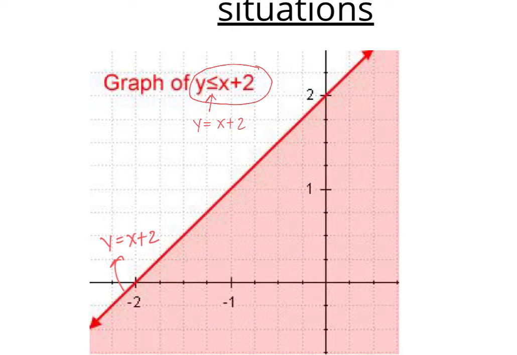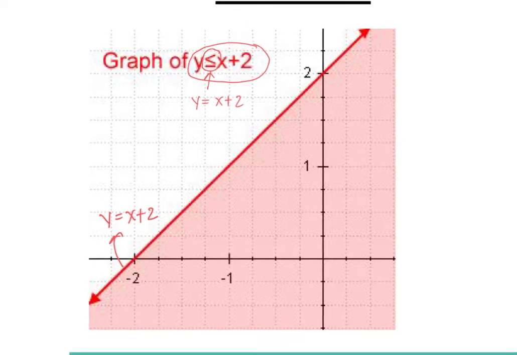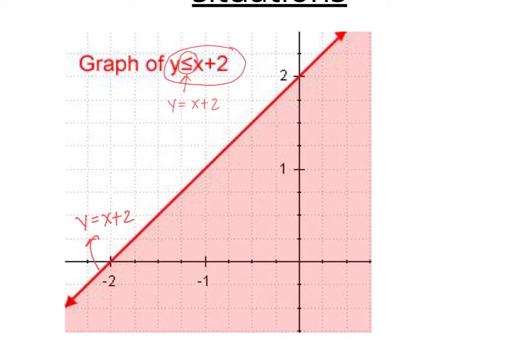Now, since the symbol that was used was less than, that means we are shading below our boundary line. This red line is called our boundary line. Since y is going to be less than x plus 2, we're shading below, okay? If y was greater than, we would shade above, okay? And once we start to do some examples, this will make a lot more sense.